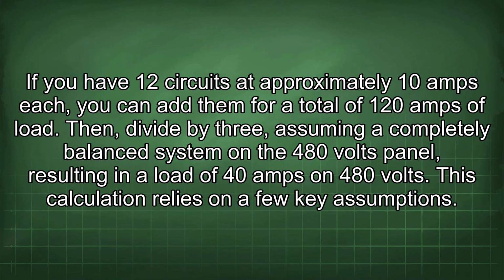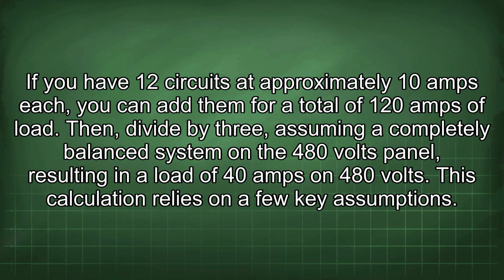If you have 12 circuits at approximately 10 amps each, you can add them for a total of 120 amps of load. Then divide by 3, assuming a completely balanced system on the 480 volts panel, resulting in a load of 40 amps on 480 volts.